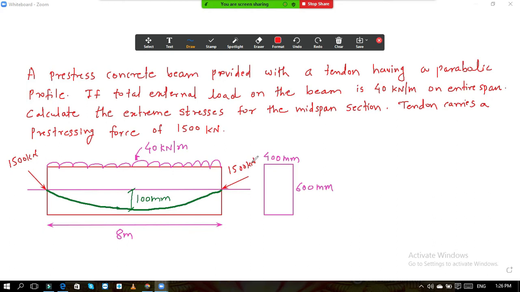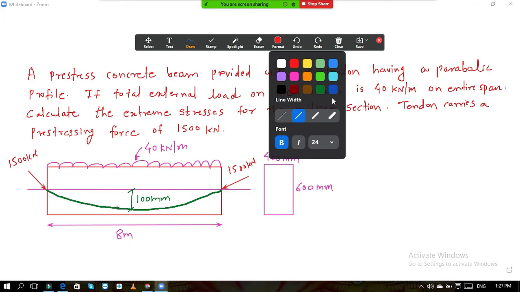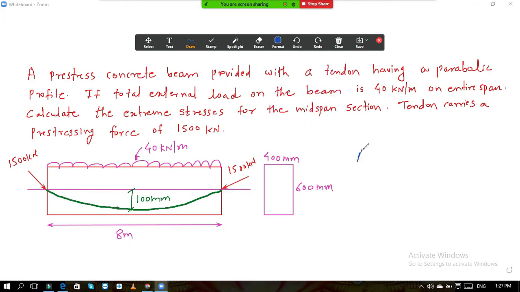Now they told us to calculate the extreme stresses. Okay, so here you can solve the numerical using the stress concept, strength concept, and load balancing concept. Now we will solve this problem by using all the three concepts. First we will find out the things which are required, that is the area of the beam. Area is 240 into 10 to the power 3 mm square. 400 by 600 are the cross sectional dimensions.